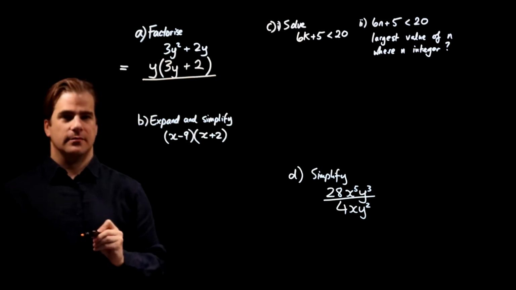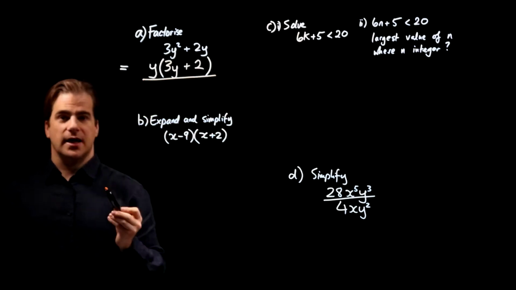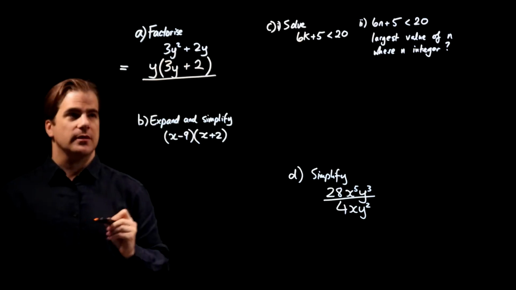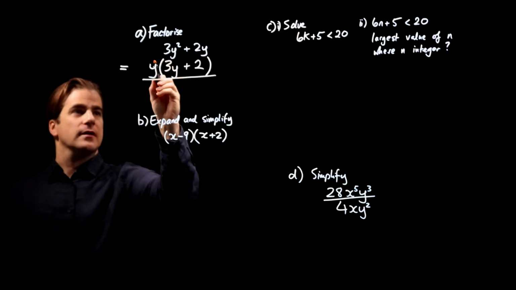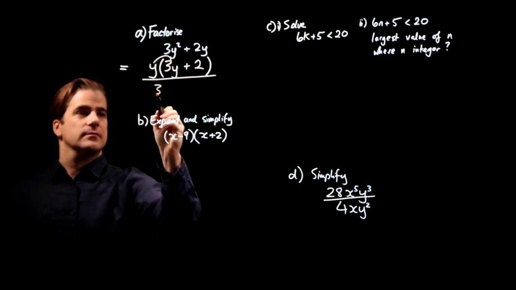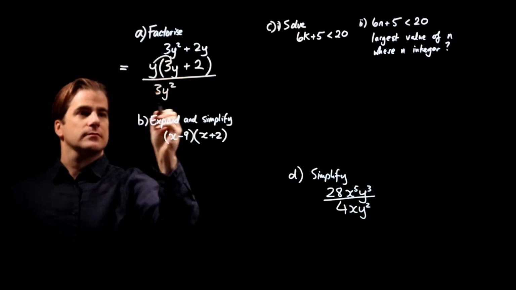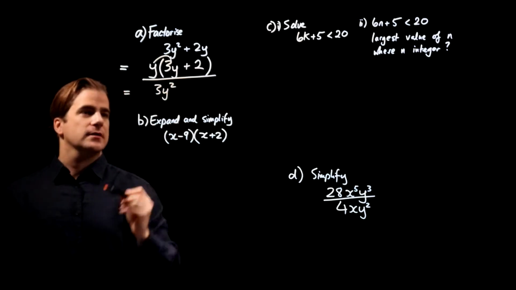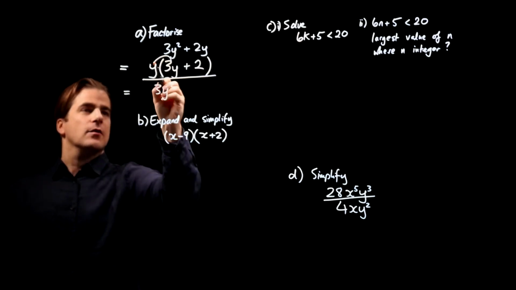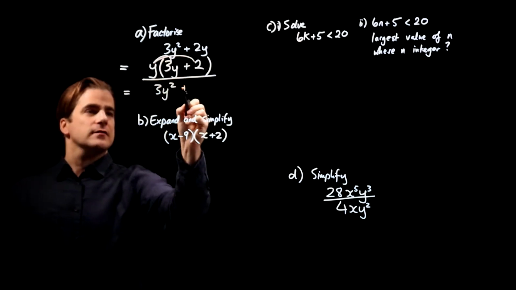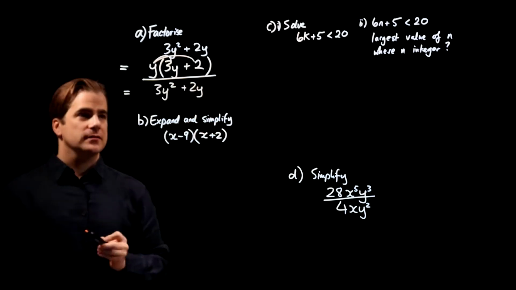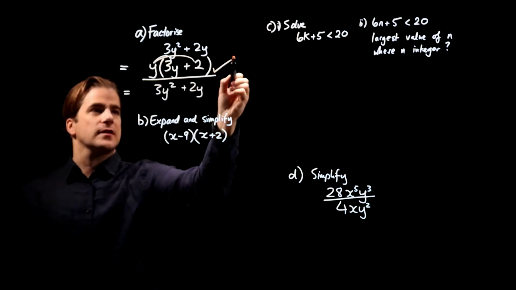We factorised it. If you want to check, multiply this out, and we should get what you started with. So y times 3y, that times that, is 3y squared. Put equals if you want. Technically you should, I suppose. And y times 2 is 2y. Is that the same as the original? Yes, it is. So that's correct.